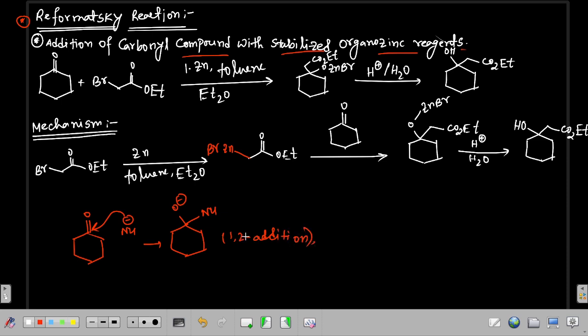Now in this case, this bromide species will form zinc bromide, that is an organozinc compound, in presence of zinc, and that organozinc compound will undergo 1,2 addition with this ketone or carbonyl compound, and it leads to the formation of this compound.